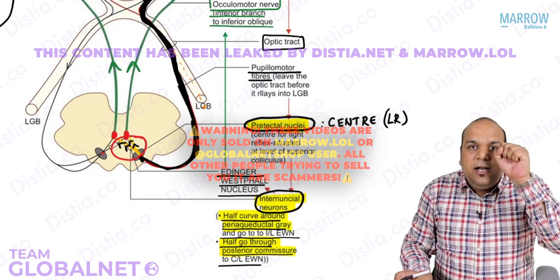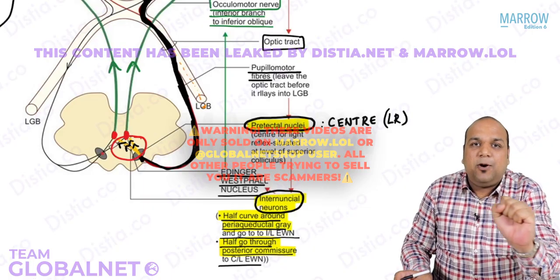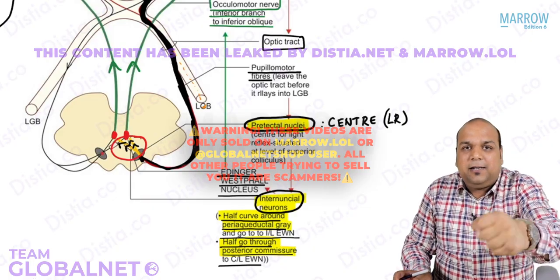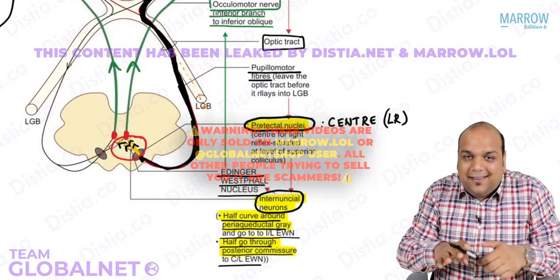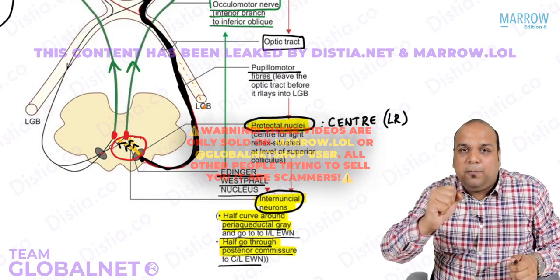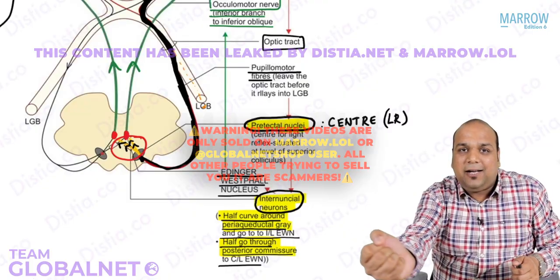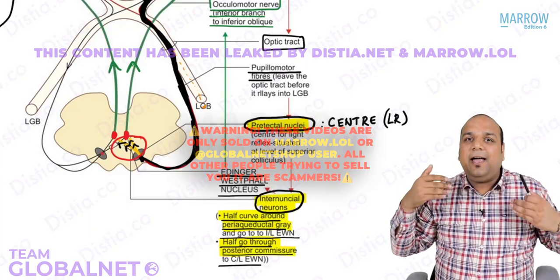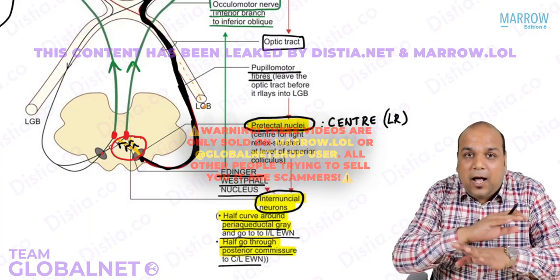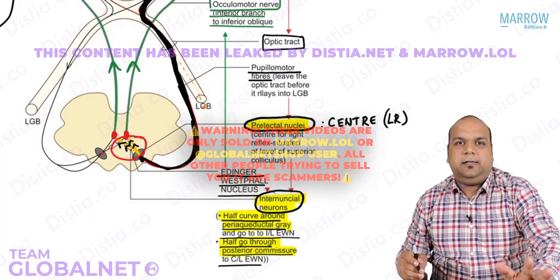I throw light on the left eye, optic nerve, optic chiasma, optic tract, left pretectal nucleus. The impulse does not go forward. Both pupils do not constrict. I throw light on the right eye, right optic nerve, optic chiasma, optic tract, right pretectal nucleus. Now the impulse does not come forward again. That means both the pupils again do not constrict.